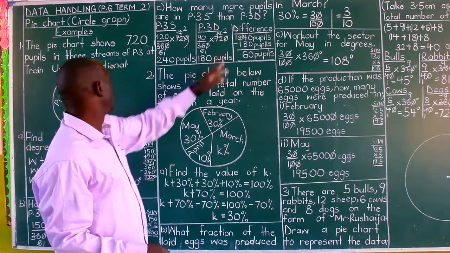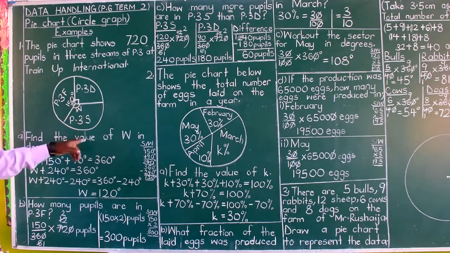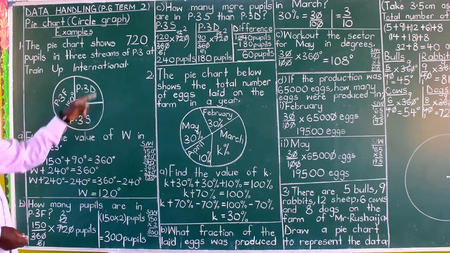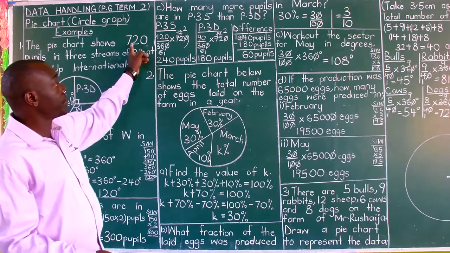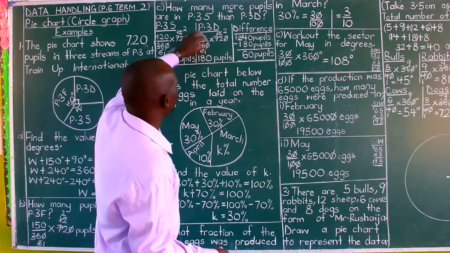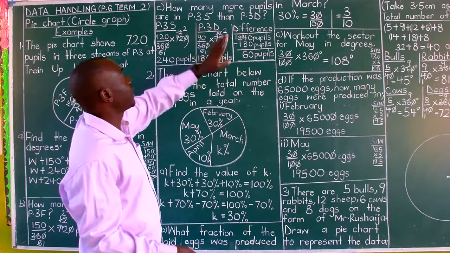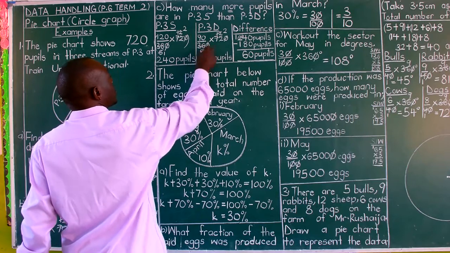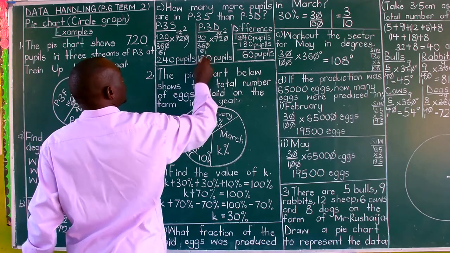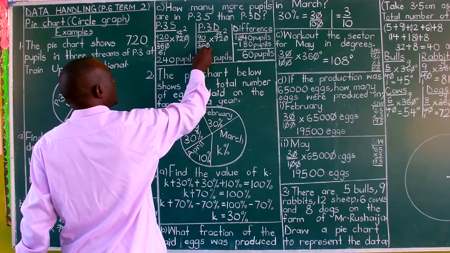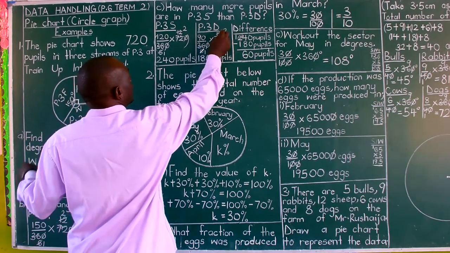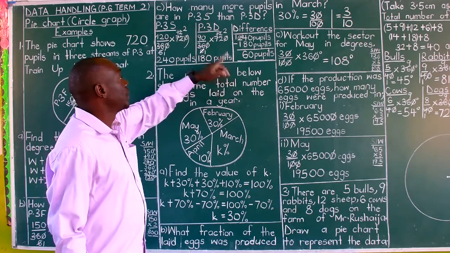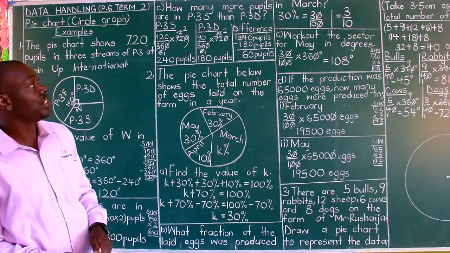The one about P3 Divine, that's P3D here. It has got 90 degrees here, they are not pupils yet. You say 90 out of 360 times 720 pupils to get the number of pupils in P3 Divine. Cancel the same way by 10 by 10. 36 by 6 get 6. 72 by 6 get 12. 6 by 6 you will get 1. 12 by 6 you get 2. That is remaining with 90 times 2 and get 180 pupils that are in P3 Divine.